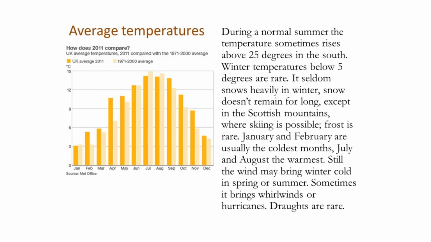January and February are usually the coldest months. July and August are the warmest. Still, the wind may bring winter cold in spring or summer. Sometimes it brings whirlwinds or hurricanes.